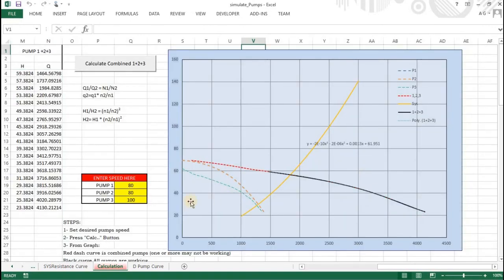Of course, I could do this instead of a macro. I can do it with a formula in the cell, on the sheet. But I found that macros are very quick and easy.